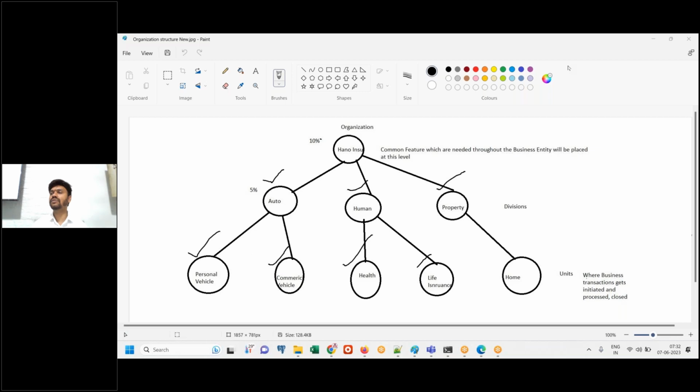So typically, if you take 3 levels of organization, division, and unit, then the unit is the one which is responsible for initiating the business transactions.